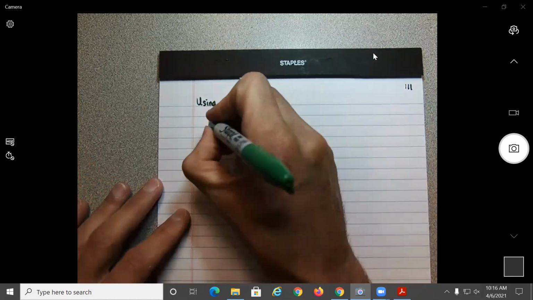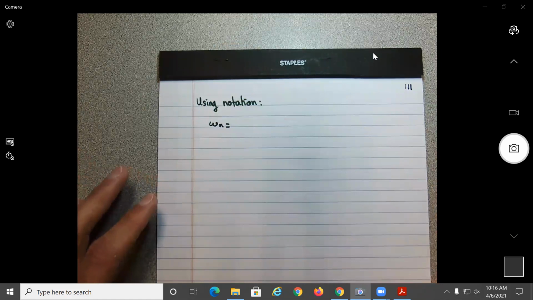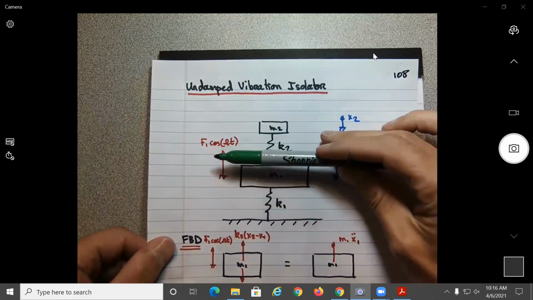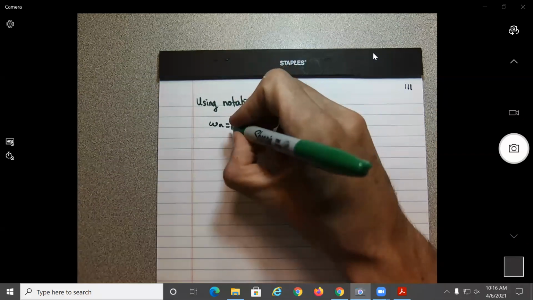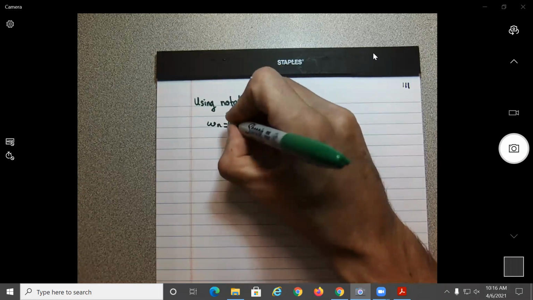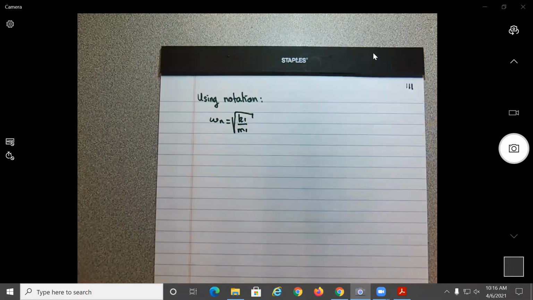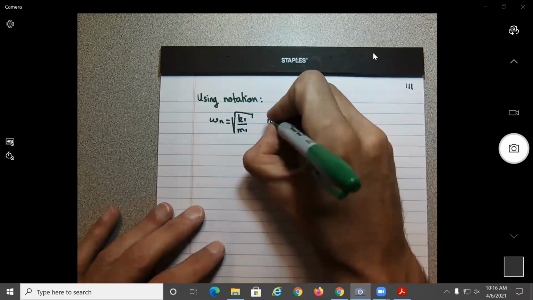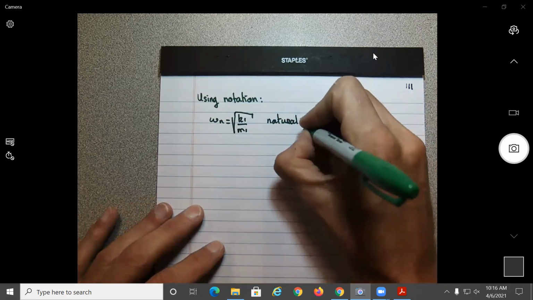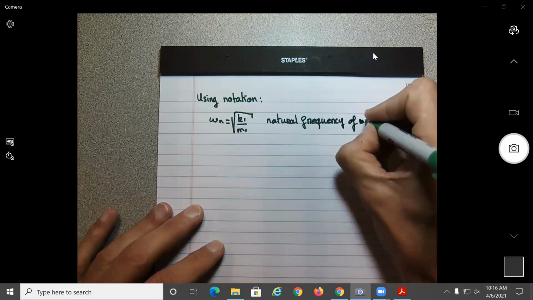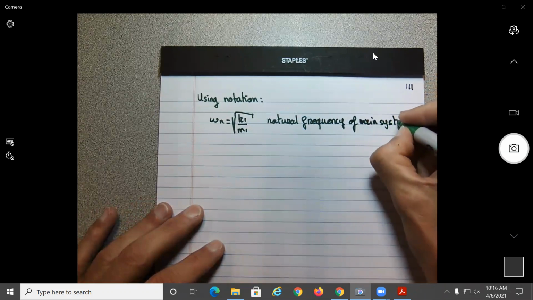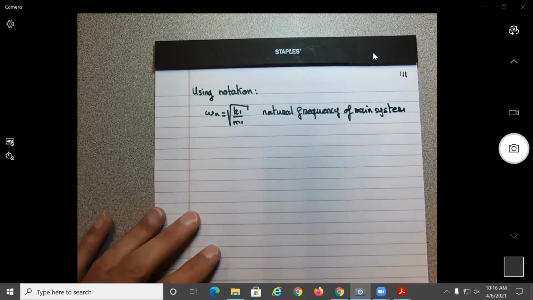So this one, I have the equations. So the natural frequency of the system, if we go again, what is our original system here? Original system would just have M1 and K1, no? Okay, M1 and K1. So the natural frequency of our original system should be the square root of K1 divided by M1. And that would be the natural frequency of, let's say, our machine. So of the main system.